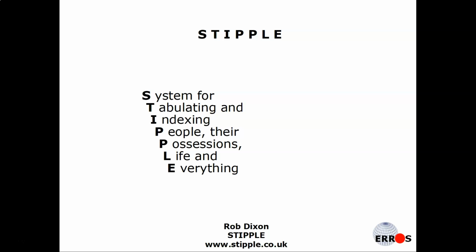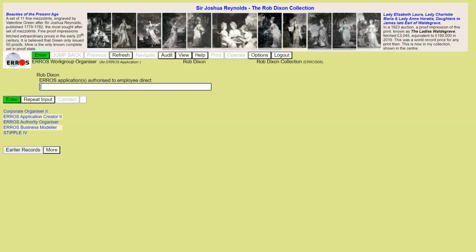Stipple is a major collaborative application for the fine and applied arts created using ERROS. Multiple institutions can share public data whilst retaining control of and access to private, i.e. user-owned data. Entity types can have mixed attributes containing public or private data. ERROS can display banners as shown here.